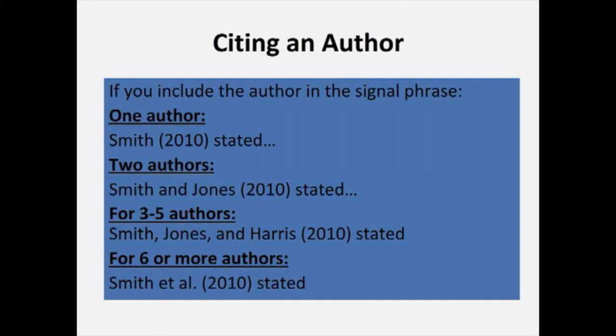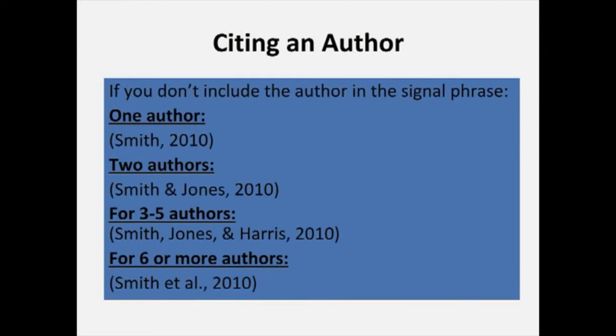For 3 to 5 authors, include all authors separated by a comma, connecting the last author with the word "and", followed by the year of publication in parentheses. And for 6 or more authors, use the first author's name followed by et al. Period, followed by the year of publication in parentheses.